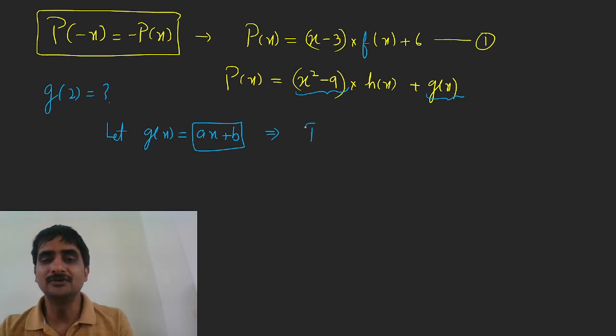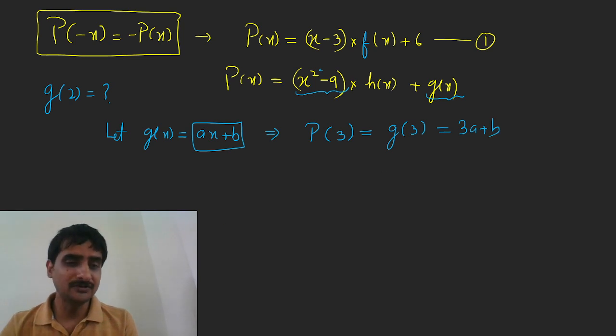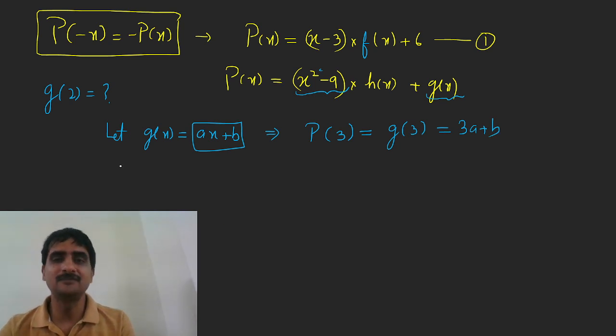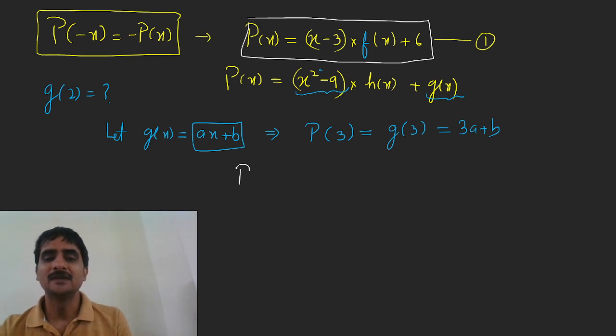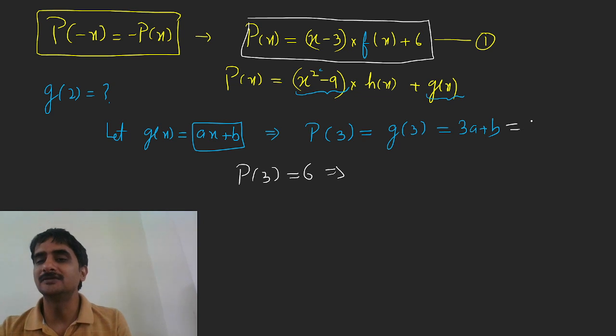Now what? Now see, we know p of 3. P of 3 gives us 0 from the divisor, so this is g of 3, which is 3a plus b. But do we know p of 3? Answer is yes, of course we know. How? From the first relation. I put x is equal to 3 here, so p of 3 is nothing but 6. So this implies 3a plus b is equal to 6.